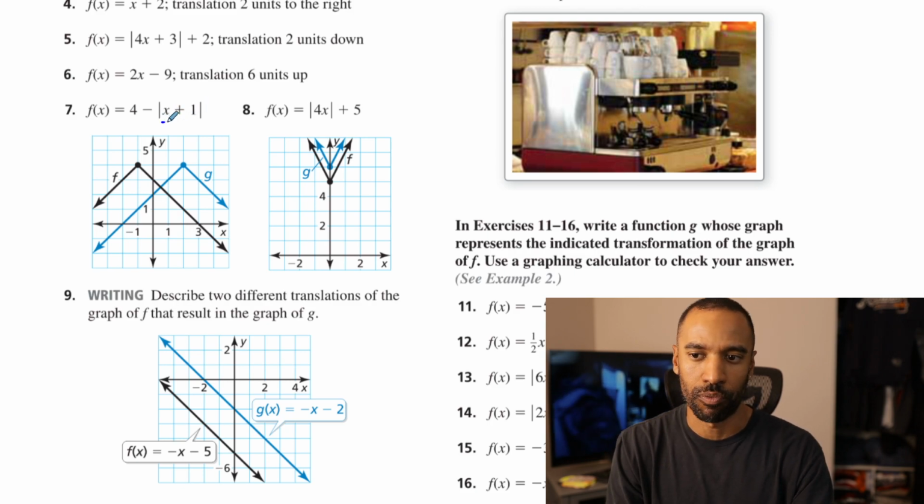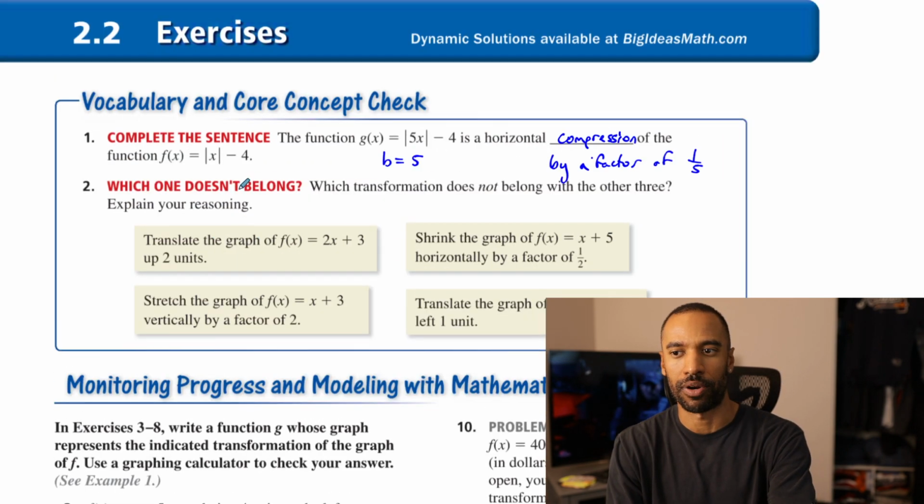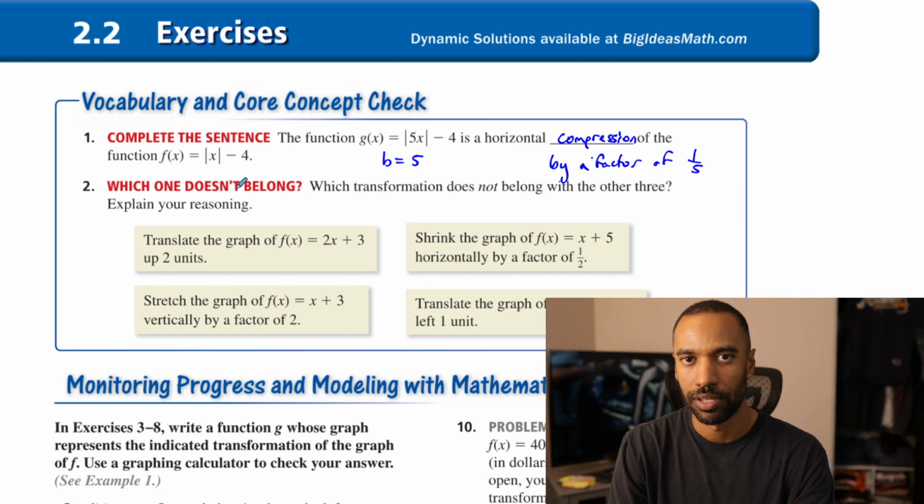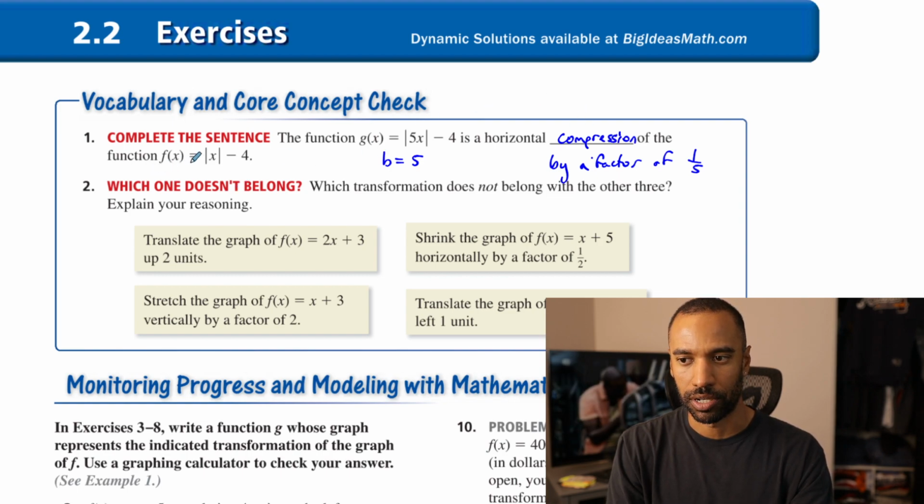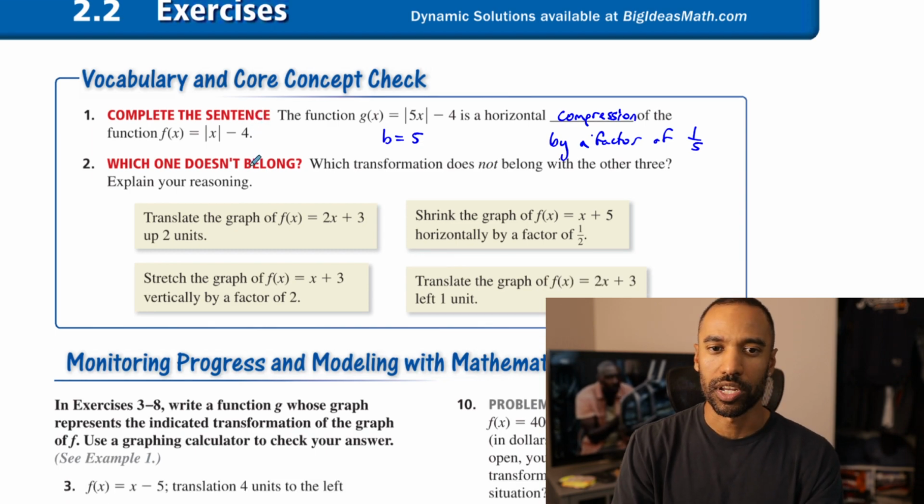That's why there's a -1. Whenever it's inside the function, you have to counter it by doing the inverse of what's in there. So it's a compression of that one. Okay, number 2. Which one doesn't belong?